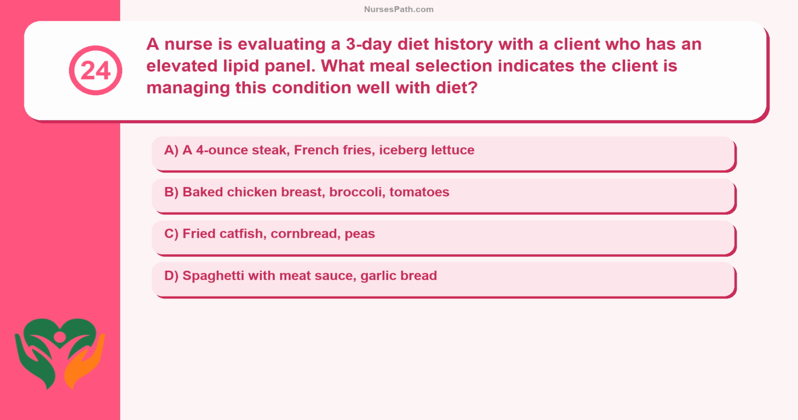Question 24. A nurse is evaluating a 3-day diet history with a client who has an elevated lipid panel. What meal selection indicates the client is managing this condition well with diet? A. A 4-ounce steak, French fries, iceberg lettuce. B. Baked chicken breast, broccoli, tomatoes. C. Fried catfish, cornbread, peas. D. Spaghetti with meat sauce, garlic bread.